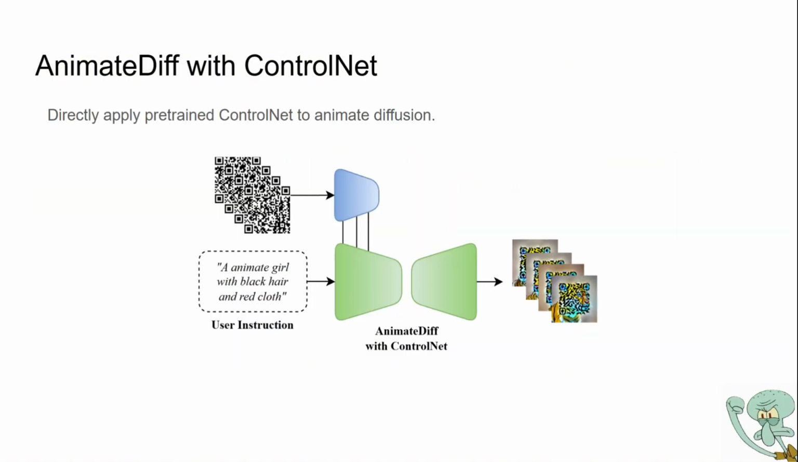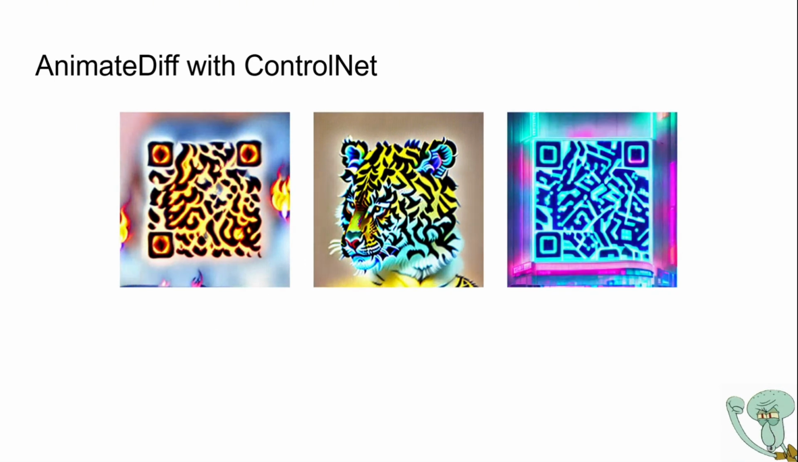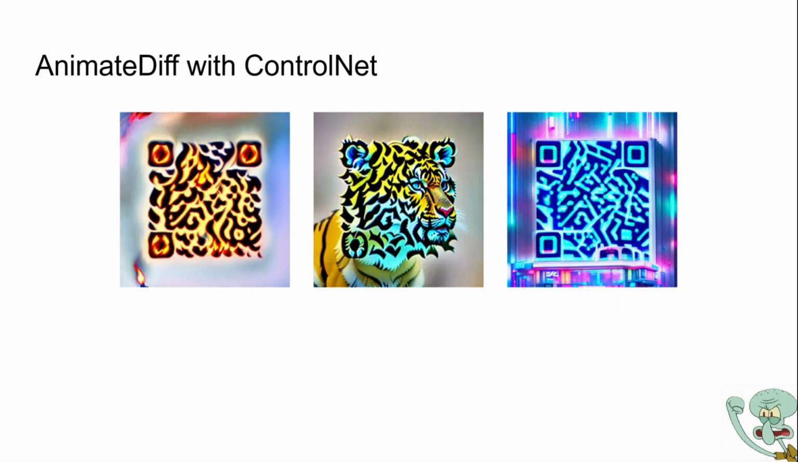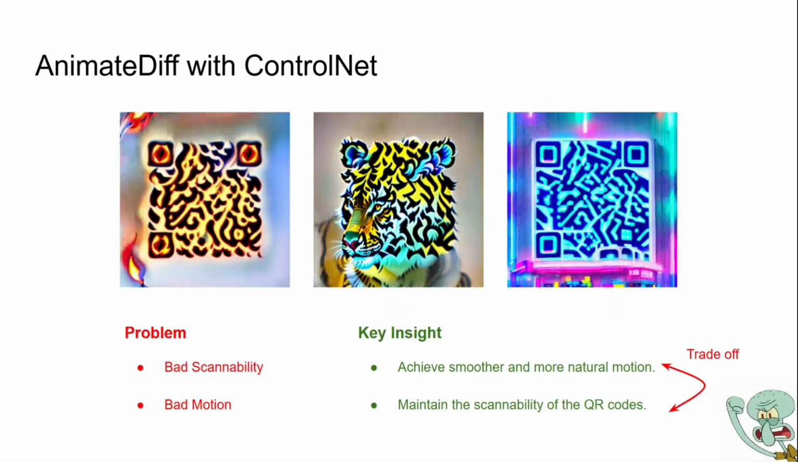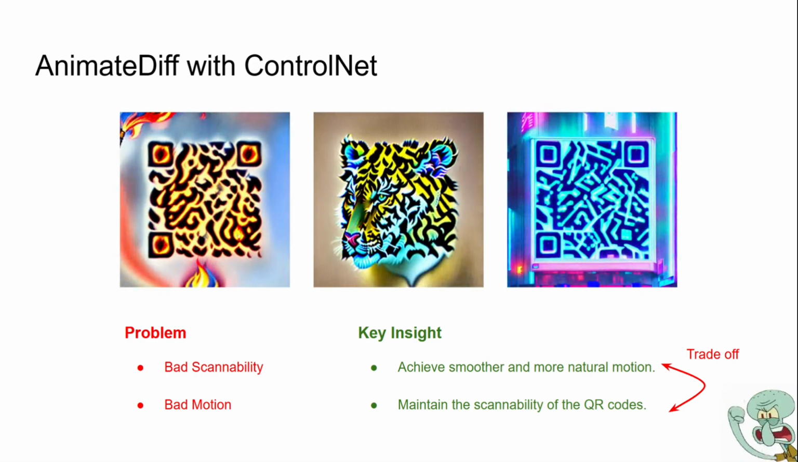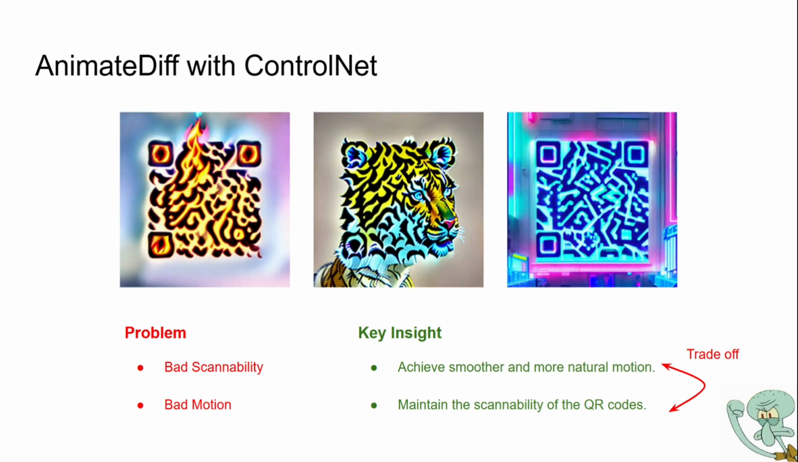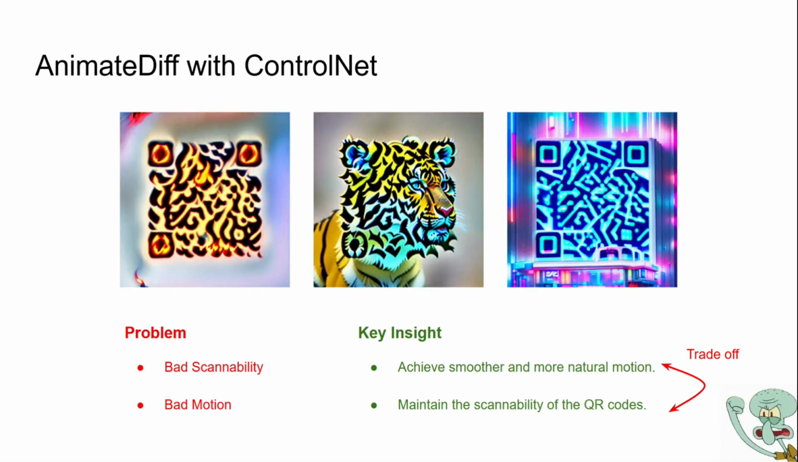The easiest way to create a QR code video is to add a pre-trained 2D QR code ControlNet to AnimateDiff and use a QR code video as input, but the results of using AnimateDiff with ControlNet are not ideal. We observed two main issues with this approach. First, the generated QR code has poor scannability, making it difficult to scan. Second, the motion quality in the video is inconsistent, with a noticeable flicker effect.